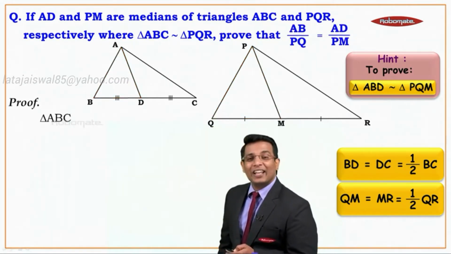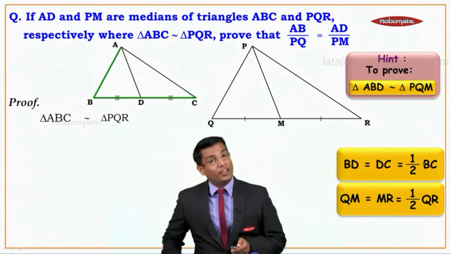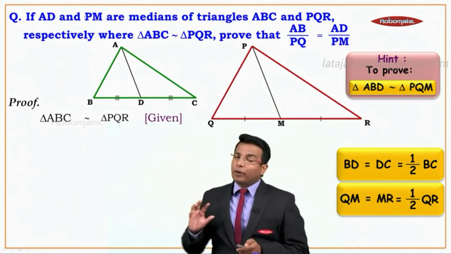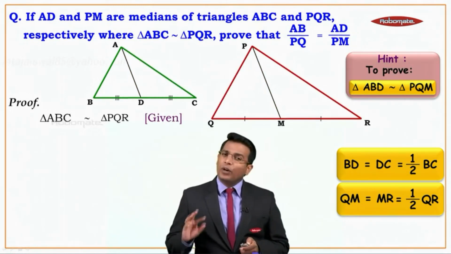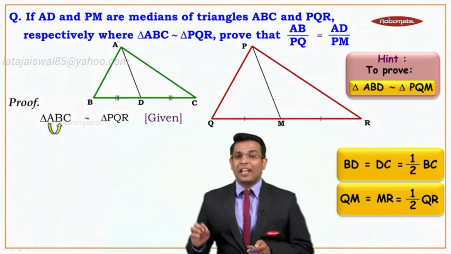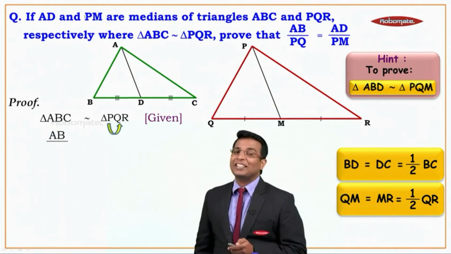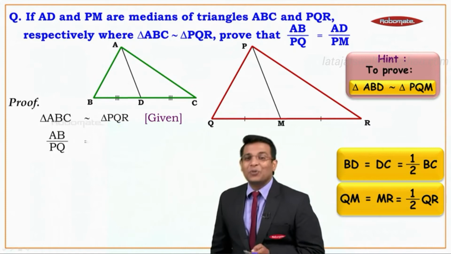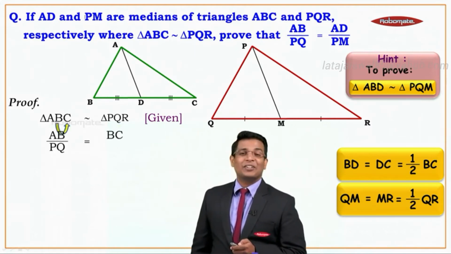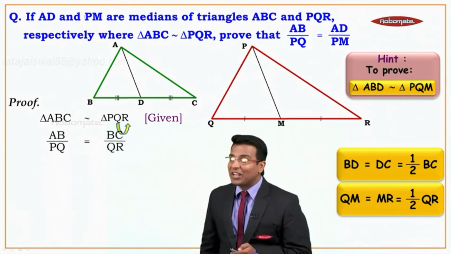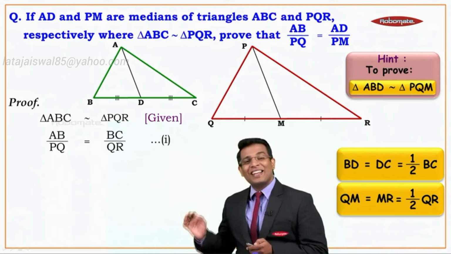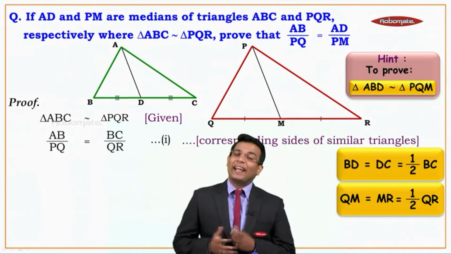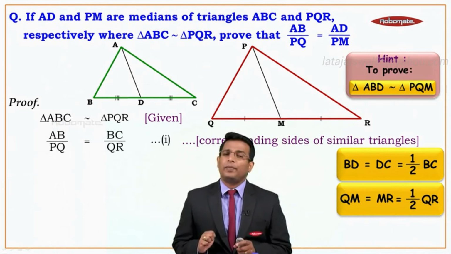So for that, triangle ABC is similar to triangle PQR given to us, right? Now from these two triangles, we know that we're going to get the ratios equal. Which ratios? AB upon PQ, this ratio is equal to BC upon QR. These two ratios will be equal, because they are the corresponding sides of similar triangles. This is statement number 1.